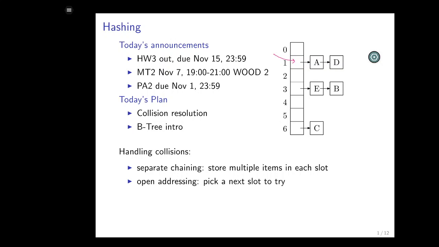So I have a question for the warm-up. This is separate chaining. When you look at this particular picture, you notice that A and D hashed at the same location. Which one was inserted first? Either A or D.